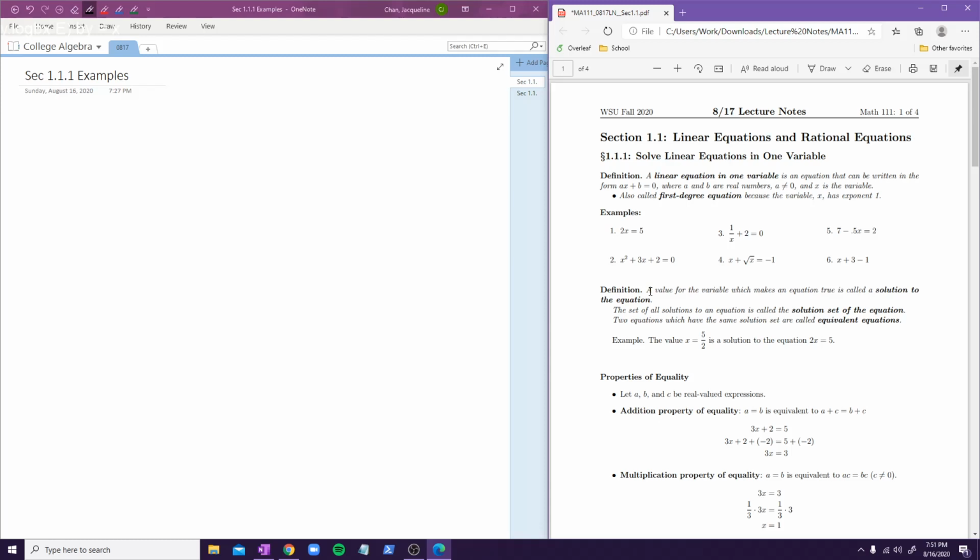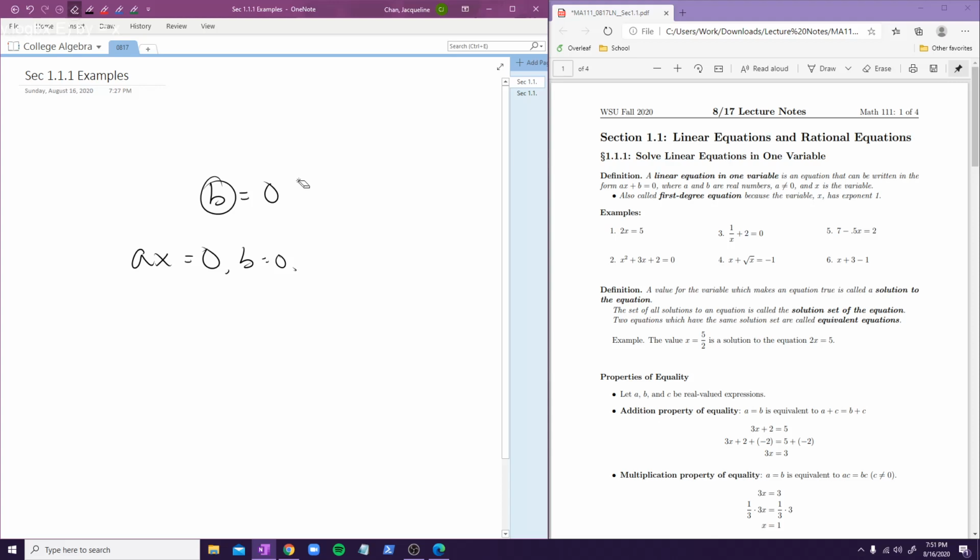Also, why can a not equal 0? If a equaled 0, then I would just have b equals 0, right? But b is just a constant. So it's very important, in order to be linear, it has to have the variable x. One last thing, b can be 0. If I had just ax equals 0, that's perfectly fine. That just means b equals 0.